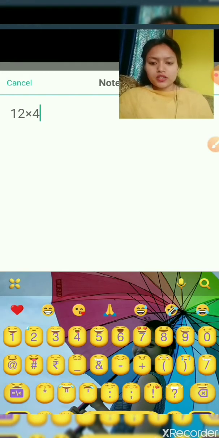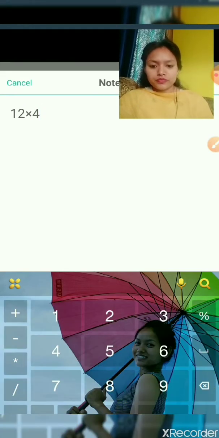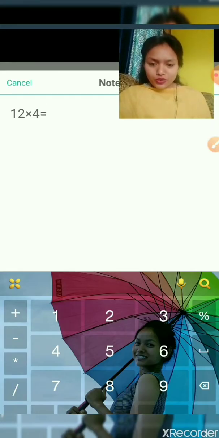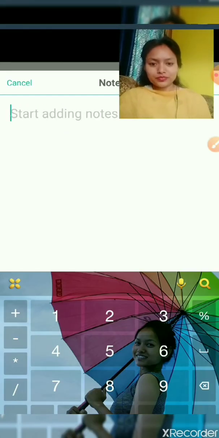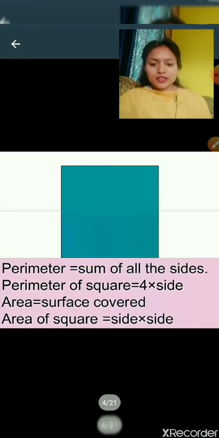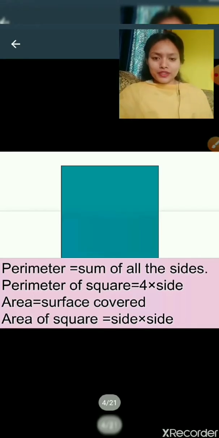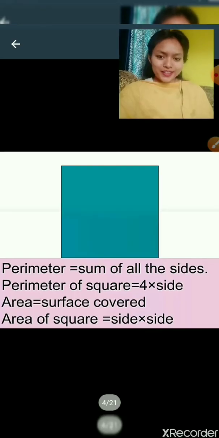So it is how much? Where is the equals to? 12 fours are? Yes, tell me. 12 fours are 48. So the perimeter will be 48. Now similarly you can find the perimeters of other squares also with different sides.